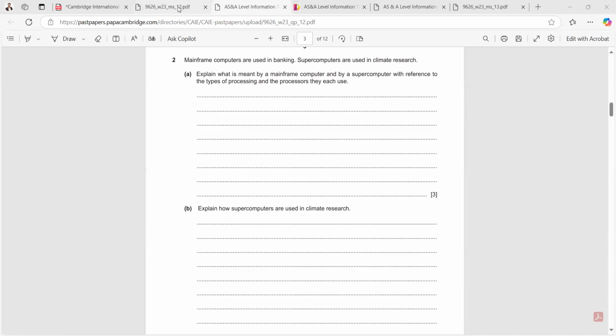लेकिन यहाँ सवाल में लिखा हुआ है कि सबसे पहले आपने एक्सप्लेन करना है मेनफ्रेम क्या है, by a supercomputer with reference. और सुपरकंप्यूटर का रेफरेंस देके ये बताना है कि प्रोसेसिंग कौन-कौन सी होती है और कौन-कौन सा प्रोसेसर यूज होता है. मतलब एक ही सवाल में 3 से 4 चीजें उसने पूछी हुई हैं और ये क्वेश्चन है आपके पास 3 मार्क्स के लिए.